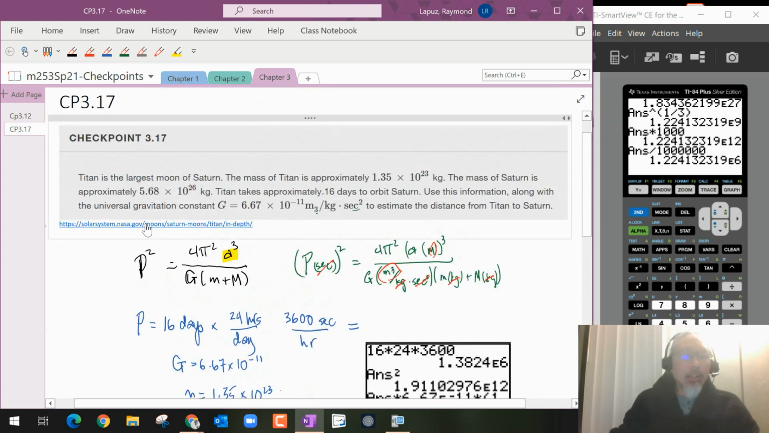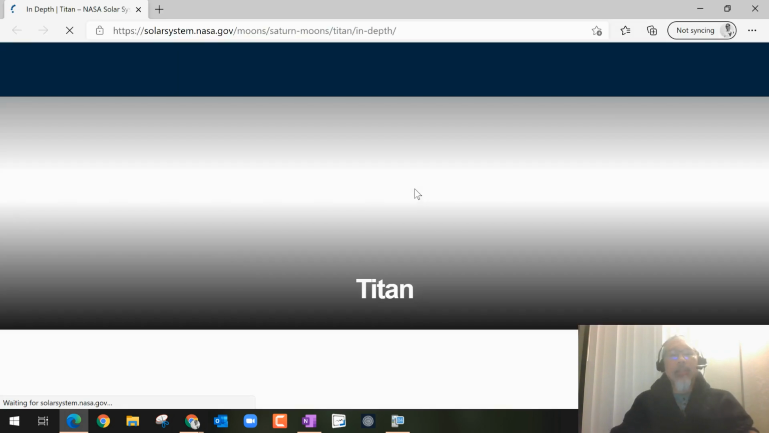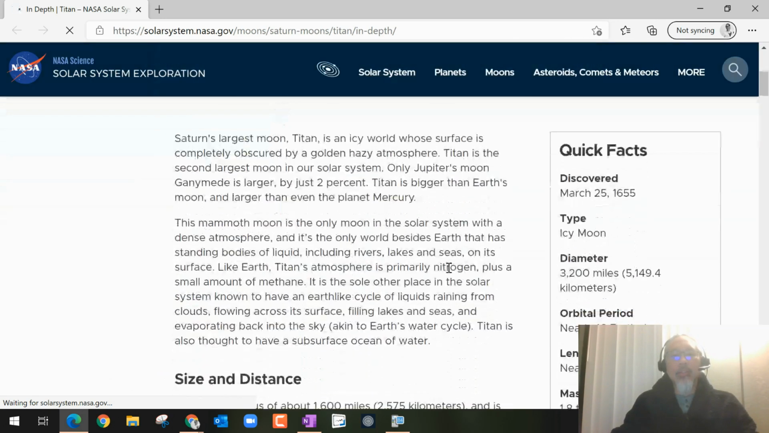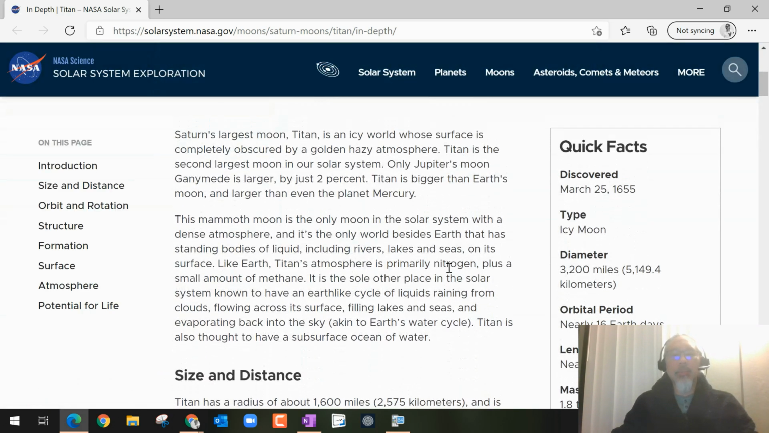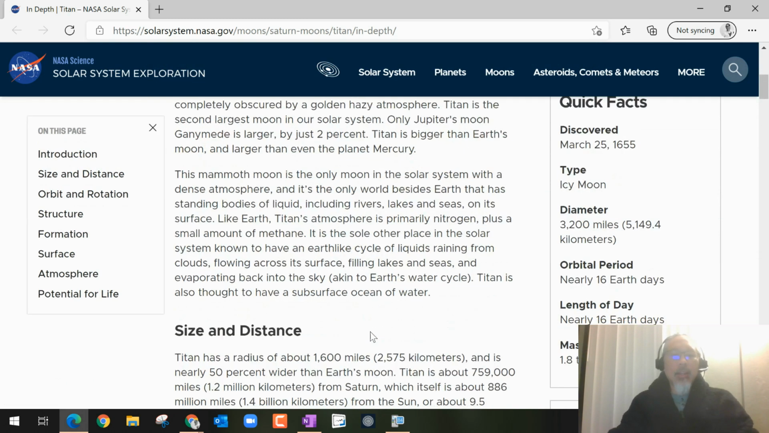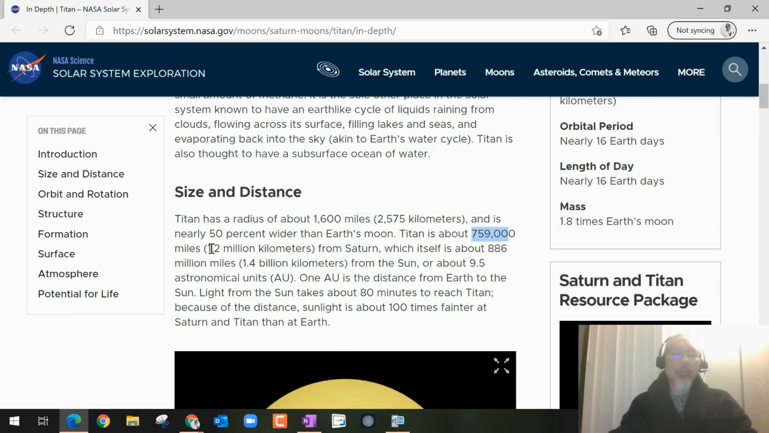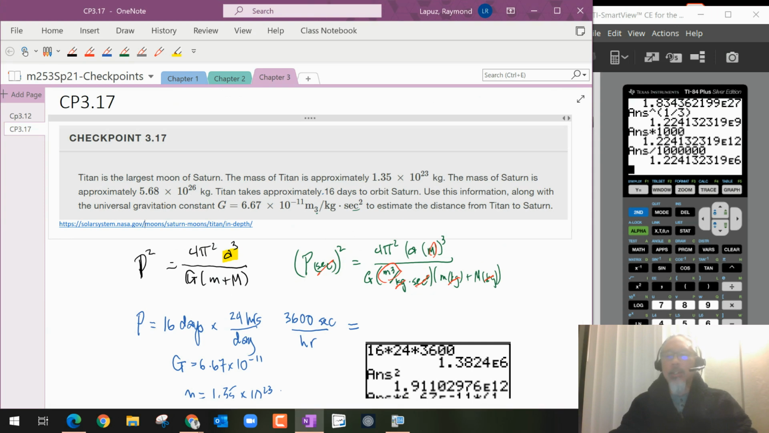And just to be sure, I did check it in the website. If we double check this and see what the distance is from Saturn to Titan. Now the distance is probably going to be changing, varying, because it's not going around in a perfect circle. It's elliptical, but it's close enough. And here they say the distance is about 759,000 miles, which is equivalent to 1.2 million kilometers, which is what we got. Okay. All right. I hope that helps, and good luck with your work.